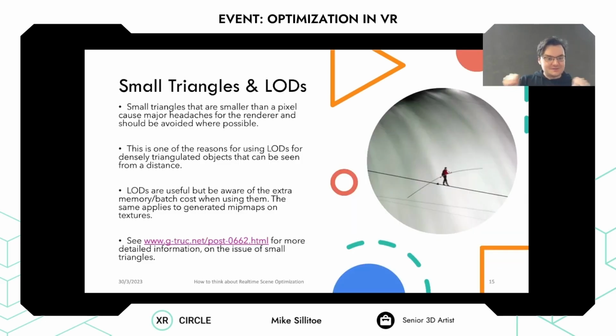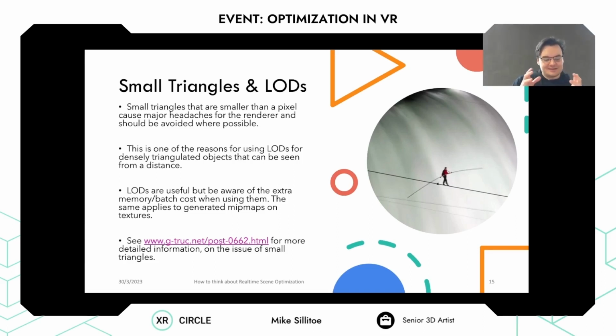And just because I mentioned bevels there, I just want to talk quickly about small triangles and LODs. Small triangles that are smaller than a pixel usually cause major headaches for the renderer and should be avoided where possible. So this is actually one of the reasons for using LODs. Not only do LODs reduce the poly count, obviously, but avoiding small triangles at a distance can really save you a lot of performance.